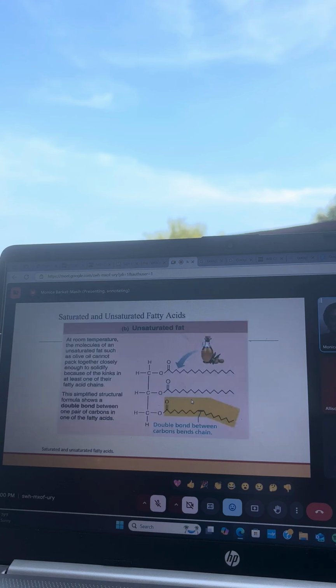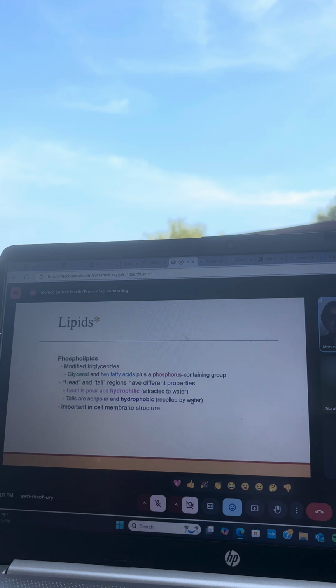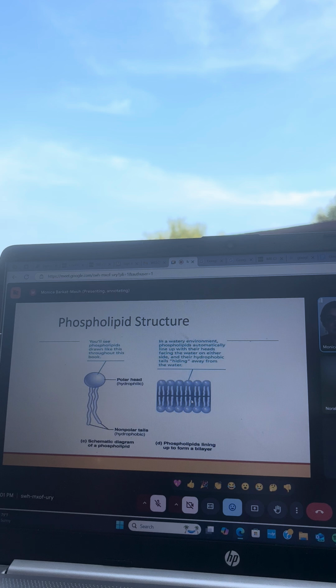Okay. Note these definitions, what is lipogenesis and what is lipolysis. So what is lipogenesis? Triglyceride formation occurring when there are extra nutrients. Yes, so formation of the lipids. And lipolysis would be the opposite, breakdown. You know, lysis means breakdown. So breaking down of the lipids or triglycerides, that is called lipolysis. Phospholipids, we've talked a lot about phospholipids, and you know it's important for the plasma membrane.